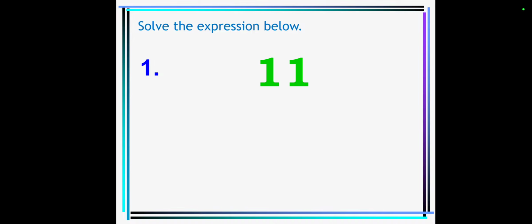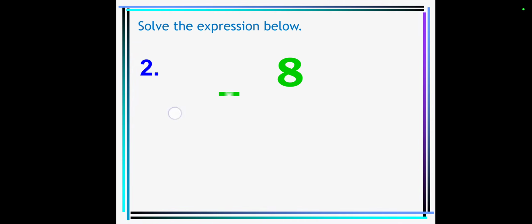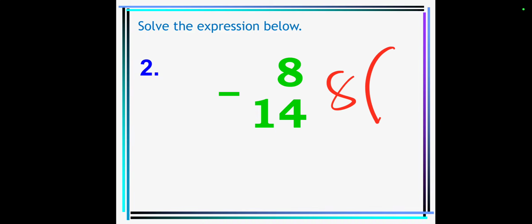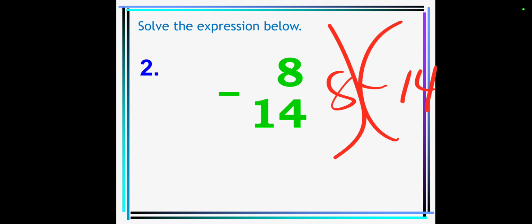Okay, let's try to practice. Number 1, 11 minus 5. Of course, the answer is 6. This is very easy. Number 2, how about 8 minus 14? So again, in horizontal, 8 minus 14. So separate that one. You have now 8. You gain 8, you lost 14. So you still lost 6. Right? So your answer is negative 6.